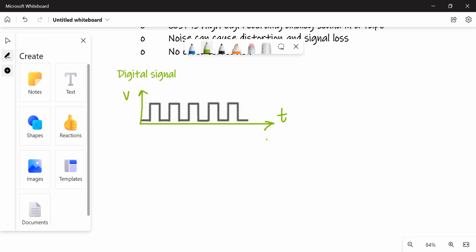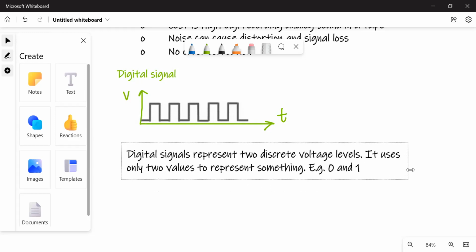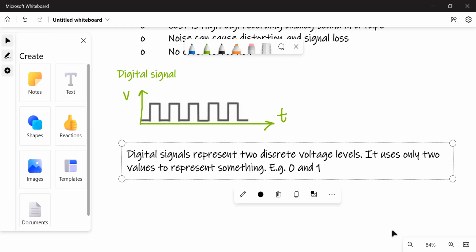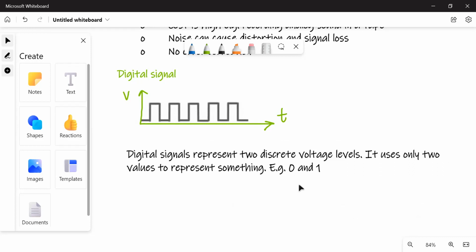So you will have two levels of voltage information, right? And when we see digital signals, simply you can see it has only two voltage levels. And mathematically, when you represent, we can say the lowest one is zero and the highest one is one. That's how we represent binary, right? So if you talk more about digital signals, they represent two discrete voltages and two values to represent something. Only two values to represent something. That means 0 and 1.